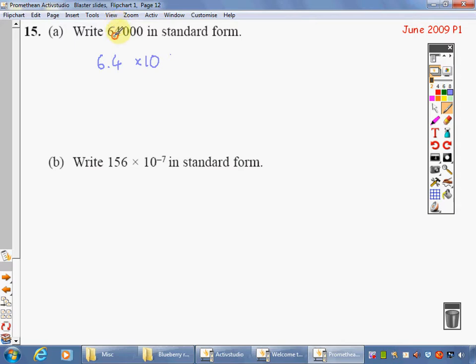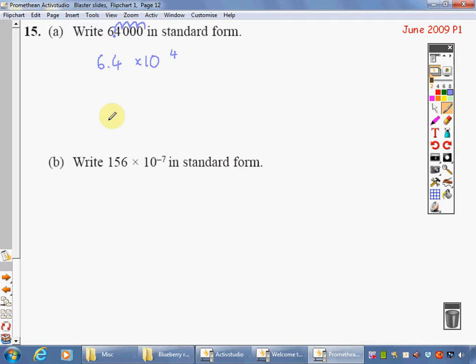My point's there, I've hopped it 1, 2, 3, 4 times. So that's 6.4 times 10 to the 4. I've got to make 6.4 bigger by 10 4 times to get the value 64000.